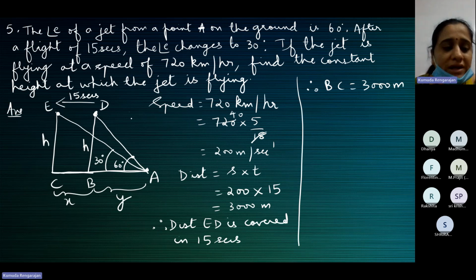And then I've marked off all the line segments. BC is X, AB is Y, and EC and BD both represent the height of the flight or the height of the jet from the ground. So I've called it H. Mark off the line segments always.